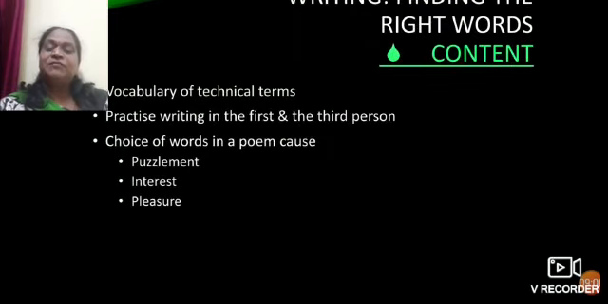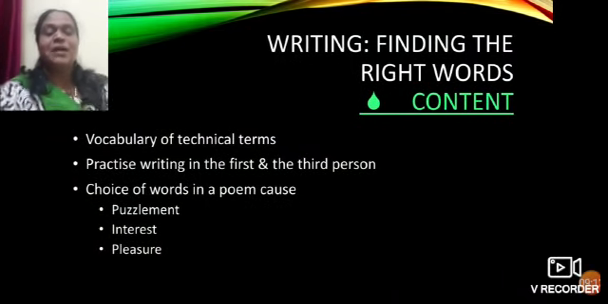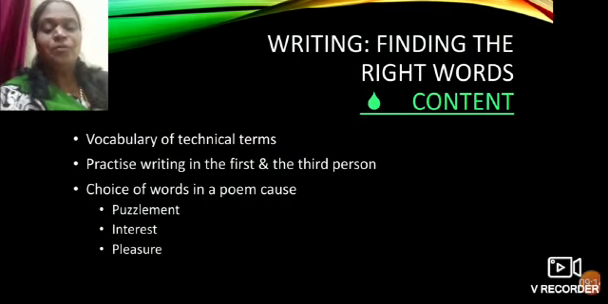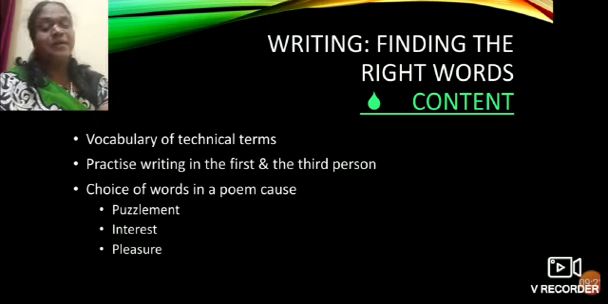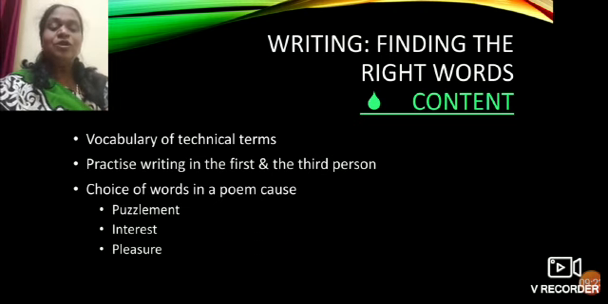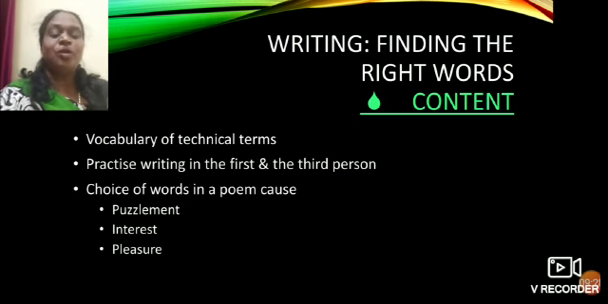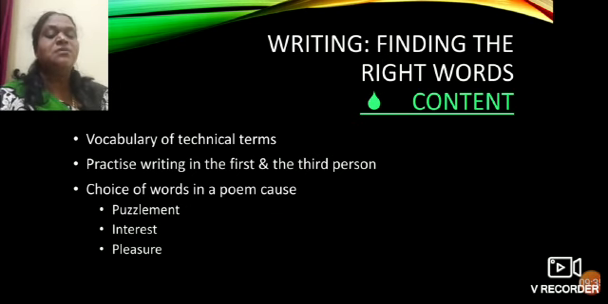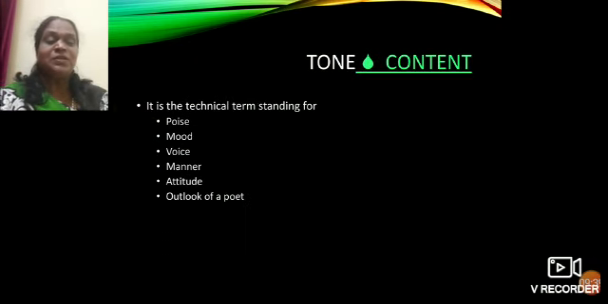Now, after looking at all that, you will also notice that you can identify how certain poems are written, and for that you need to master the vocabulary of technical terms and then practice writing in the first and the third person. And when you do that, you need to pay attention to the choice of words in a poem. When these choices of words arise, you see whether there's a kind of puzzlement, interest or pleasure, whether those words cause any one of these three.